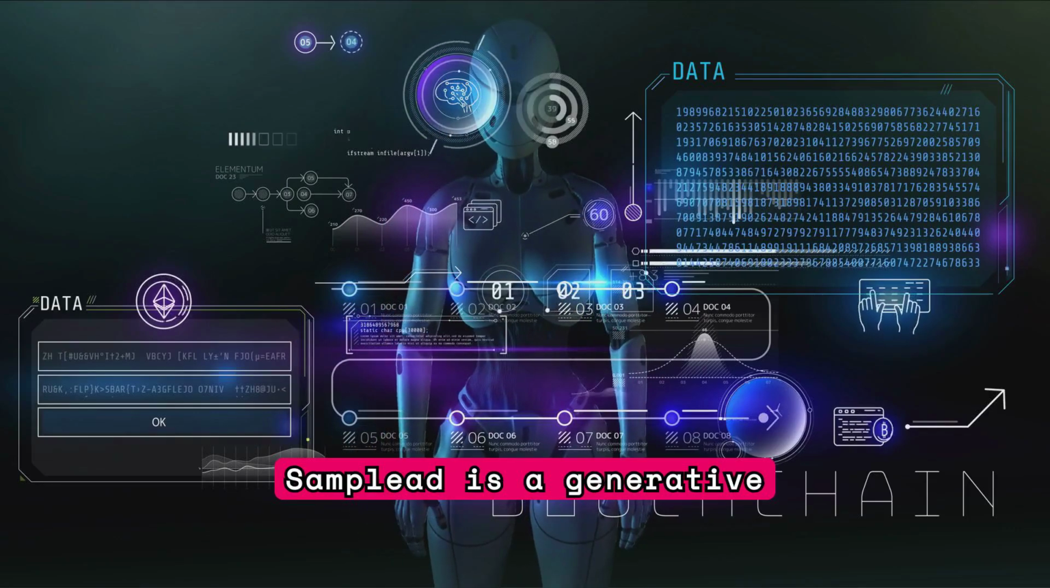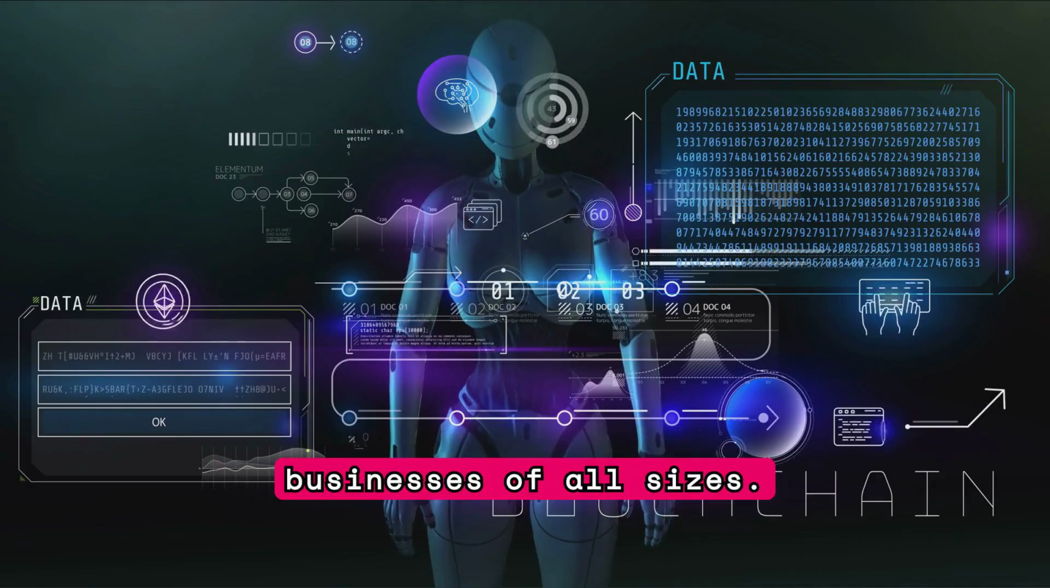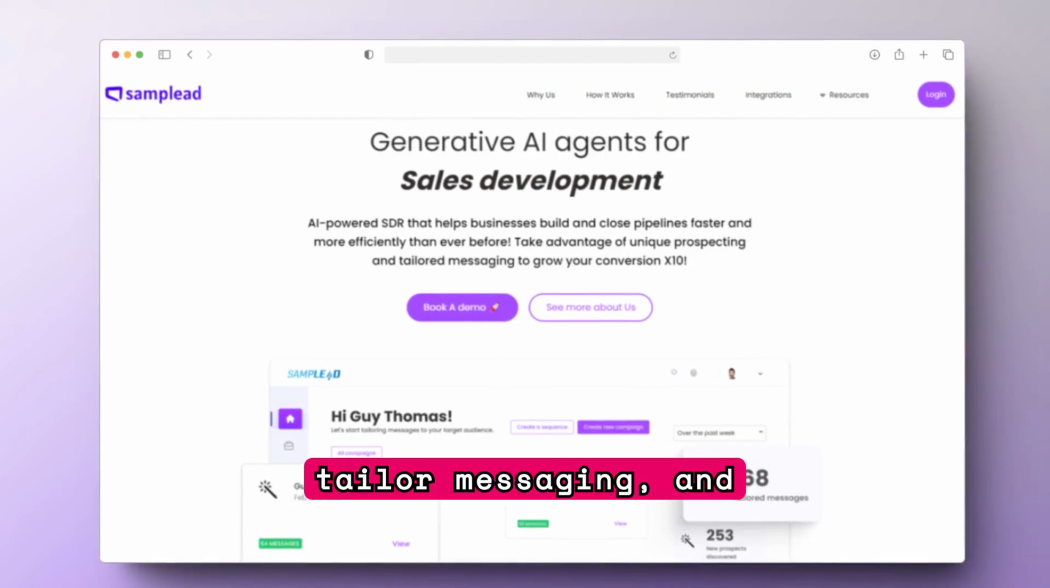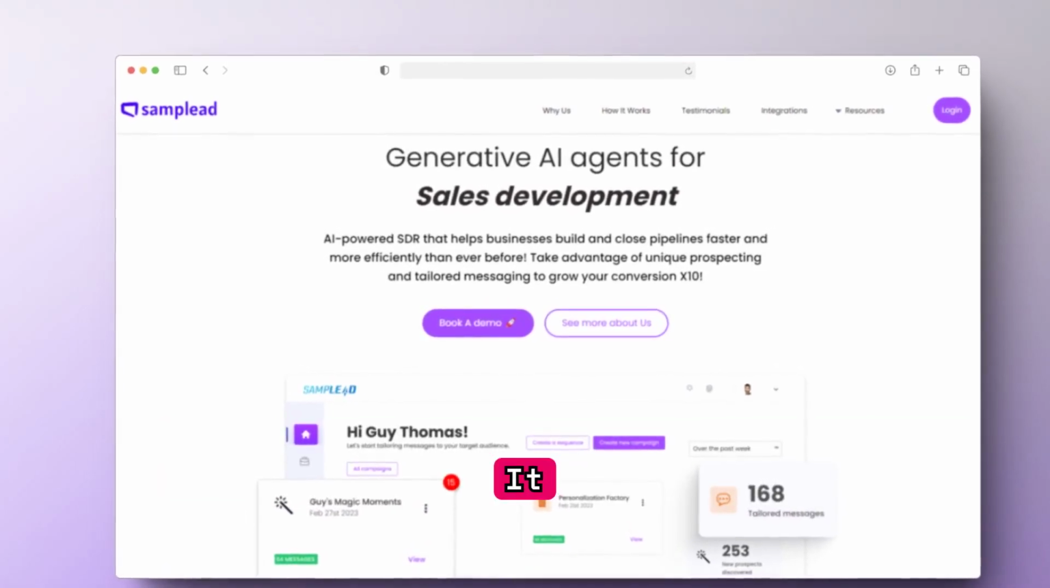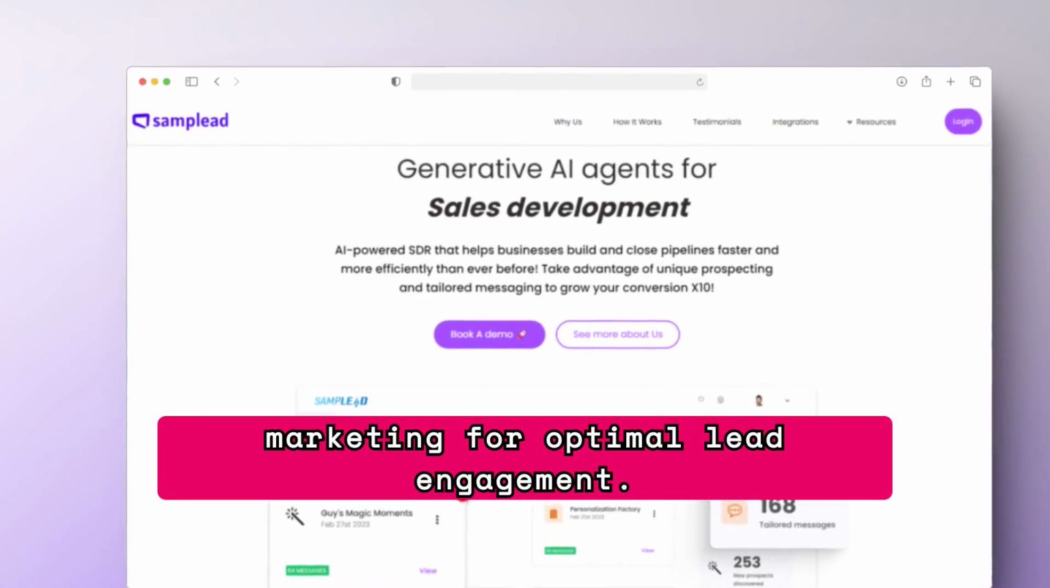Samplead is a generative AI platform designed to streamline sales processes for businesses of all sizes. Samplead uses AI to automate prospecting, tailor messaging, and optimize sales sequences, boosting efficiency and conversions. It revolutionizes sales by focusing on timely, trigger-based marketing for optimal lead engagement.